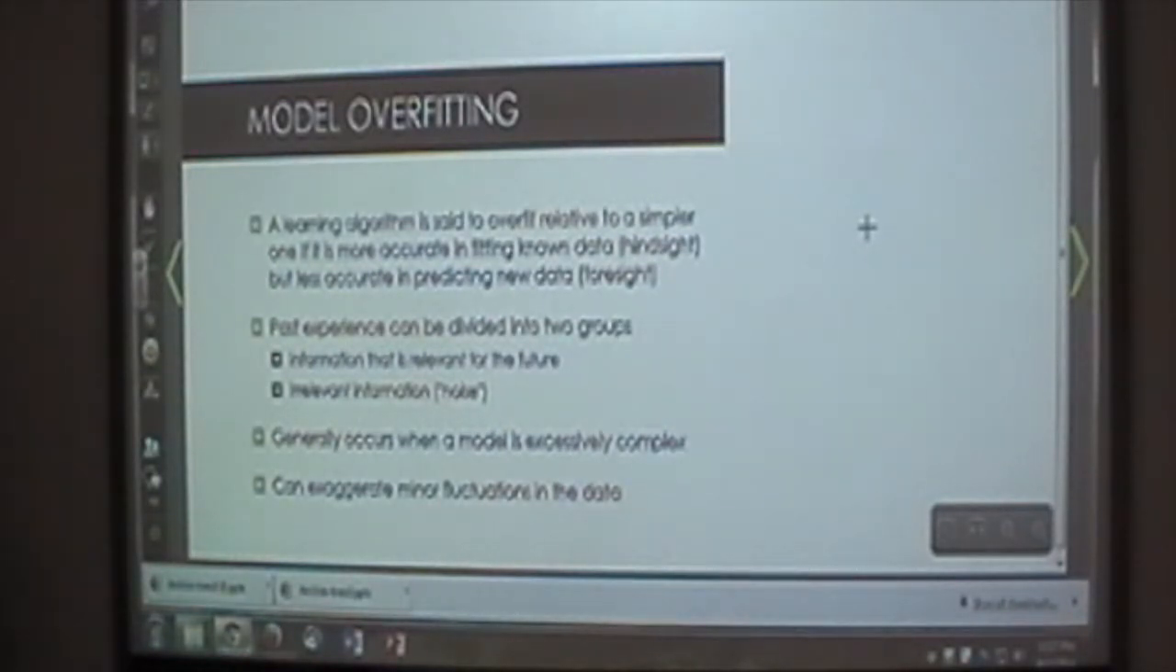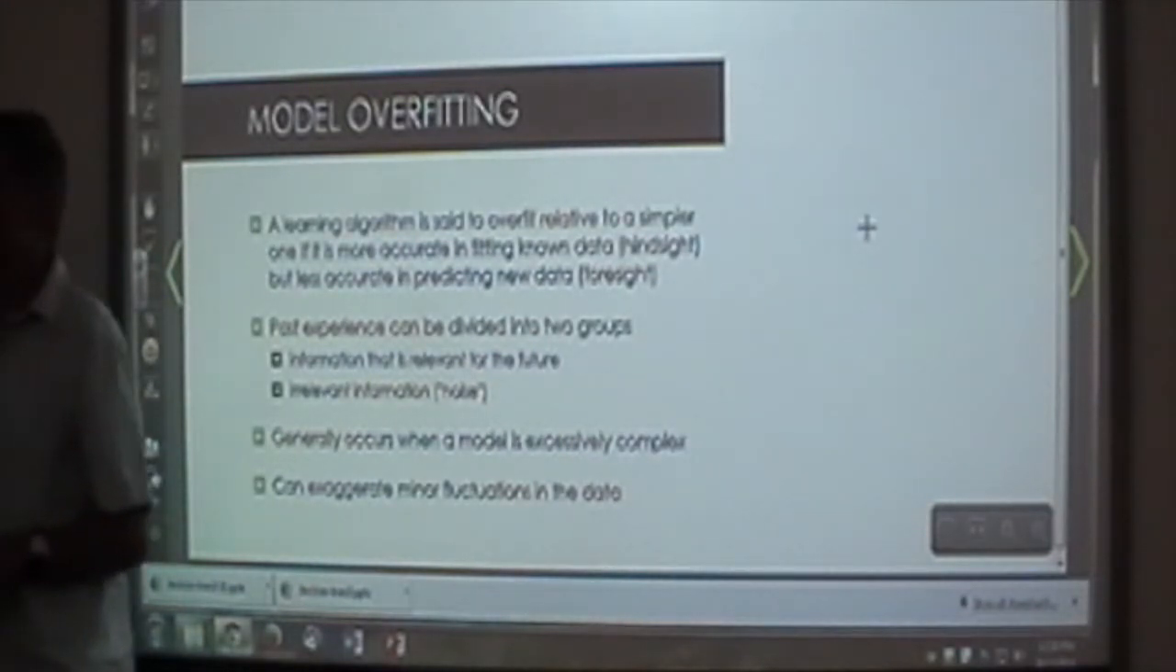But in general, the idea is, yeah, you can fit things very closely, but have you generated a robust model that does well on new unknown data, versus data that is very specific to what you fed it in?